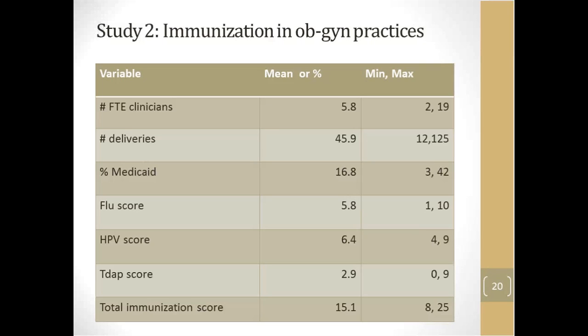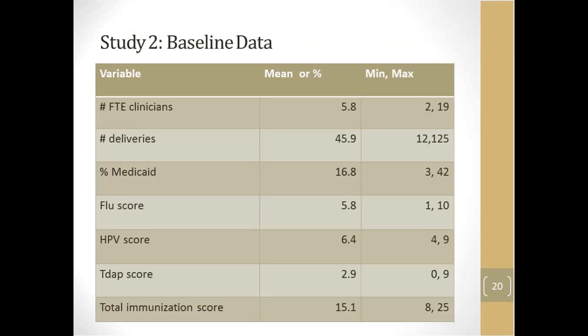And baseline data, so you can see, once again, there's quite a bit of variability in terms of the practices. FTE physicians range from 2 to 19. Number of deliveries, there was a huge difference there, from 12 to 125. Percent Medicaid, huge difference there, 3 to 42. These scores, in and of themselves, don't have meaning without an anchor point, but relatively they do. So, you know, pretty good difference in immunization scores that reflected what they were doing at baseline.